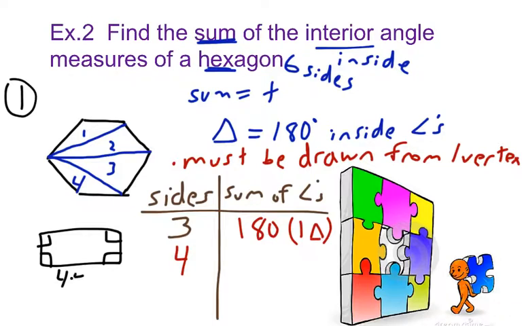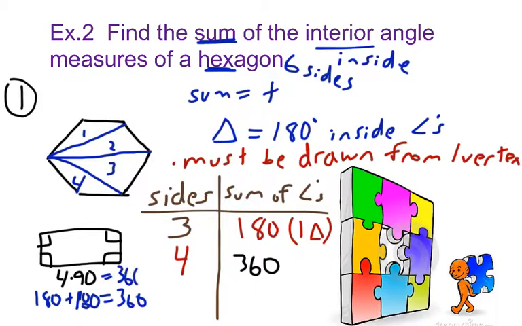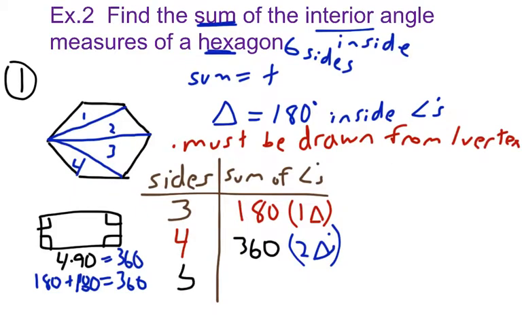4 times 90, yeah, it gives us 360. Well, how many triangles is that? Well, we said one triangle is 180, so 180 plus 180 is the same thing as 4 times 90, isn't it? They both equal 360. So far, our idea is panning out. That's 2 triangles. Well, if that's true, a 5-sided figure should have 3 triangles. Let's see if that's true.